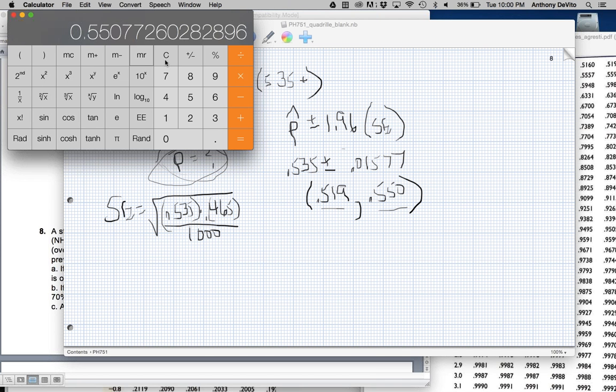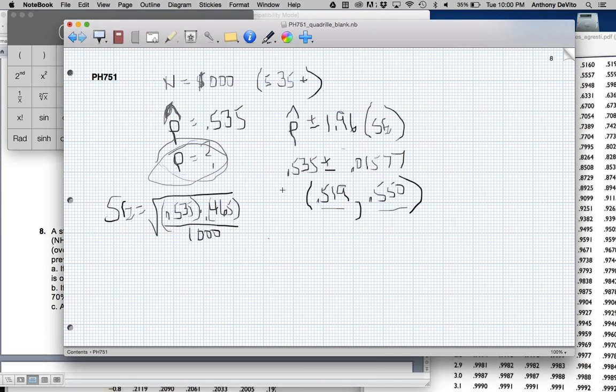Let me just check this for a second. Clear. I just want 0.535 times 0.465 equals that, divided by 1,000 equals that. Take the square root. Yep, I got the same thing. Okay, so that looks like our 95%.